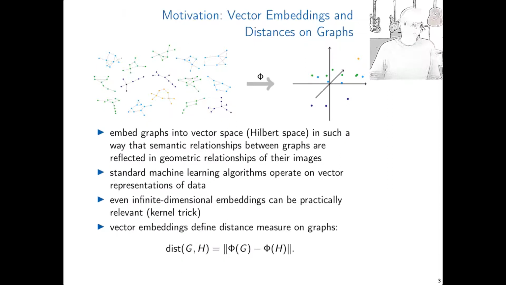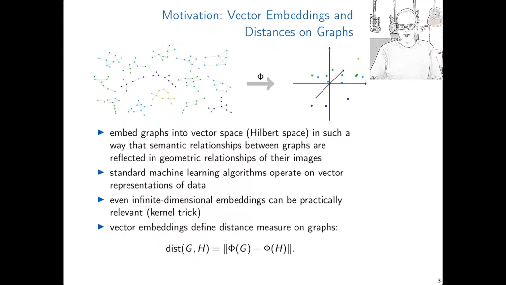Finally, vector embeddings also allow us to speak about similarity of graphs. They allow us to define distance measures on graphs. We're just saying that the distance between two graphs is the geometric distance of their images in the vector space. So these are some reasons why vector embeddings are interesting.